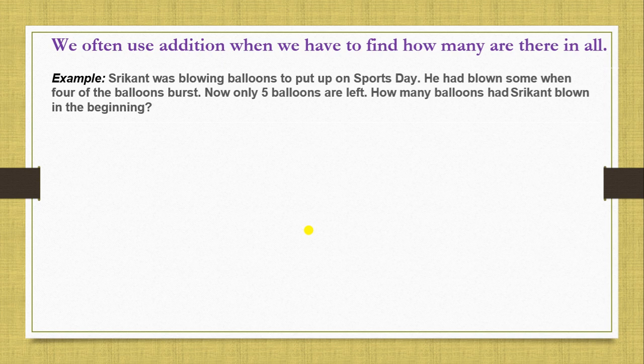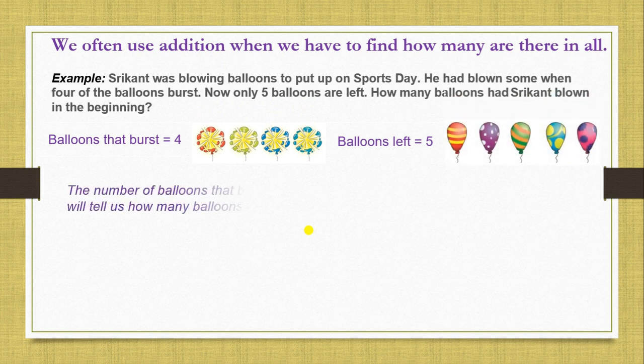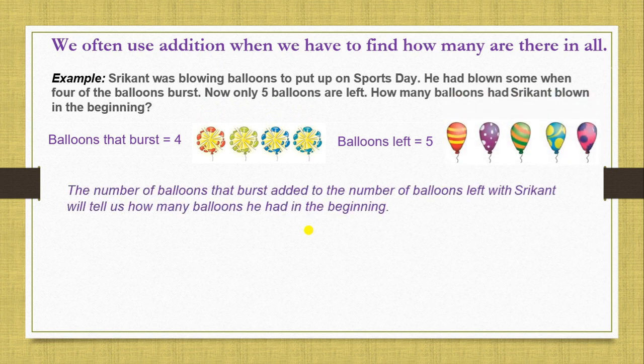So to find this, let's write down the given things. Balloons that burst are 4 and balloons left are 5. The number of balloons that burst added to the number of balloons left with Shrikant will tell us how many balloons he had in the beginning.